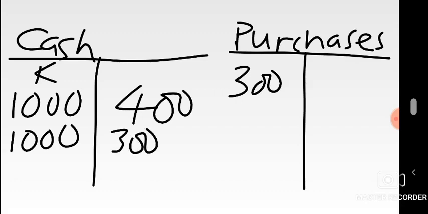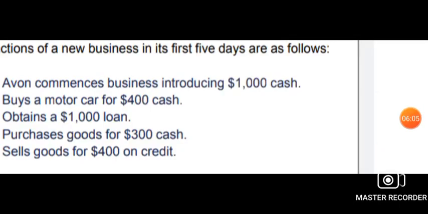Next transaction. The next transaction is saying sells goods for 400 on credit. Well, for the sales account, there's goods, so definitely you open a sales account from the word sales. Then on credit, what does that mean? When you hear the word on credit, you need to open the name of the particular person that has bought from you on credit, or if it has not been stated, just say debtors account. That's what you say for sales, it moves with debtors, that's all.